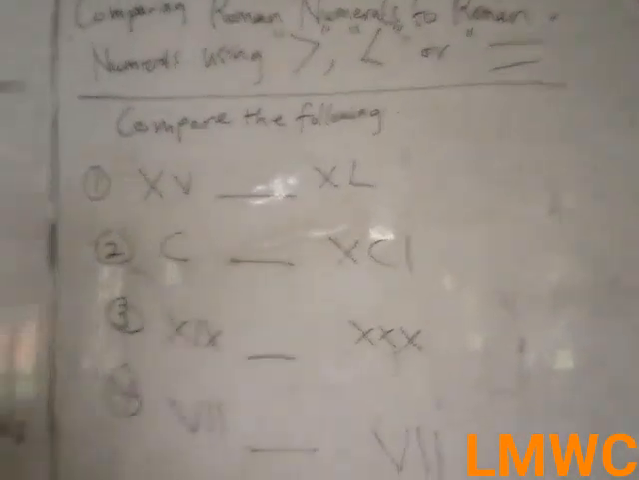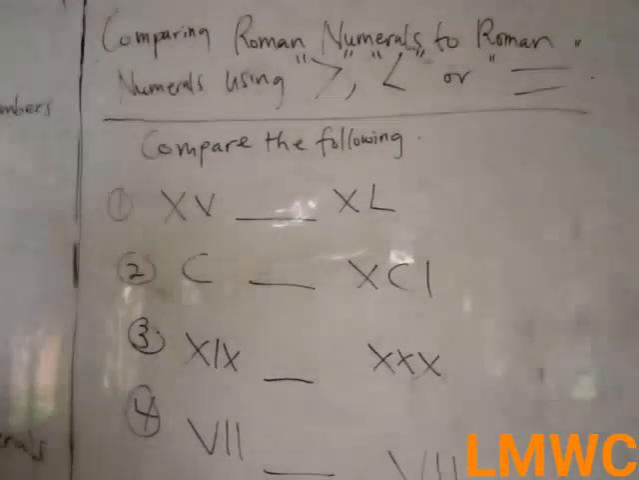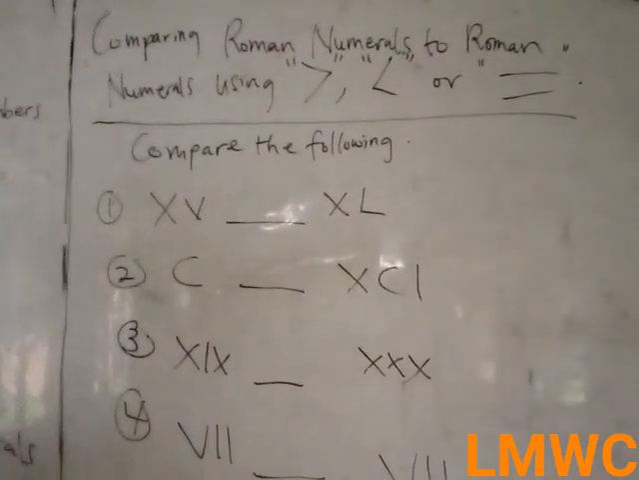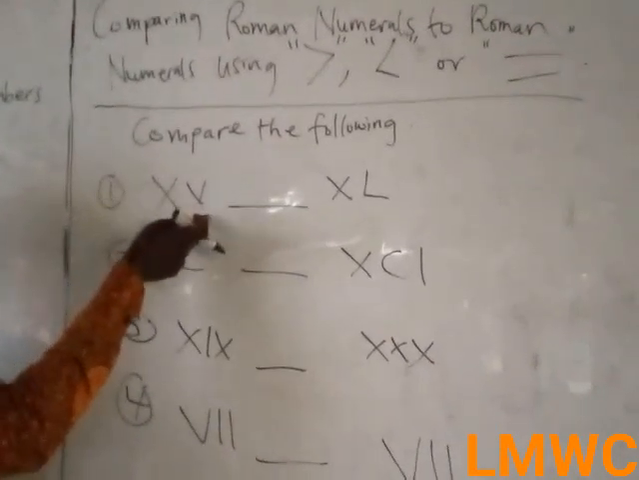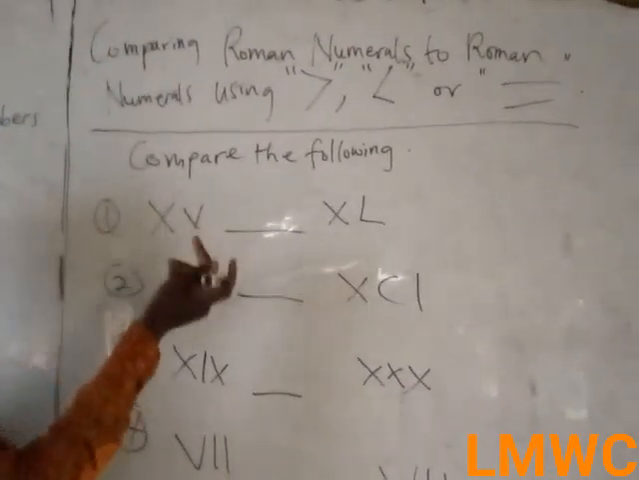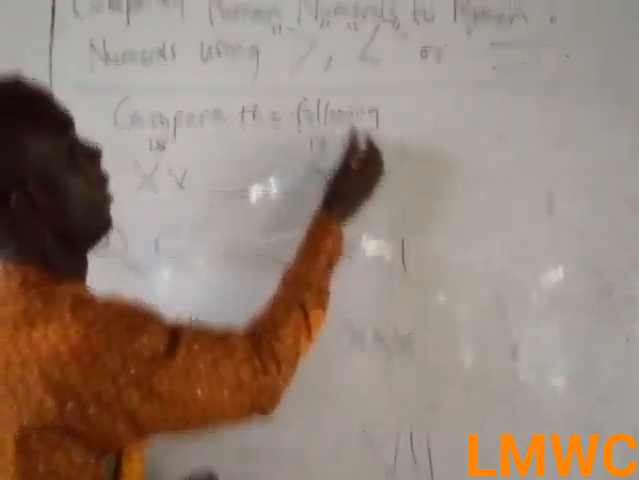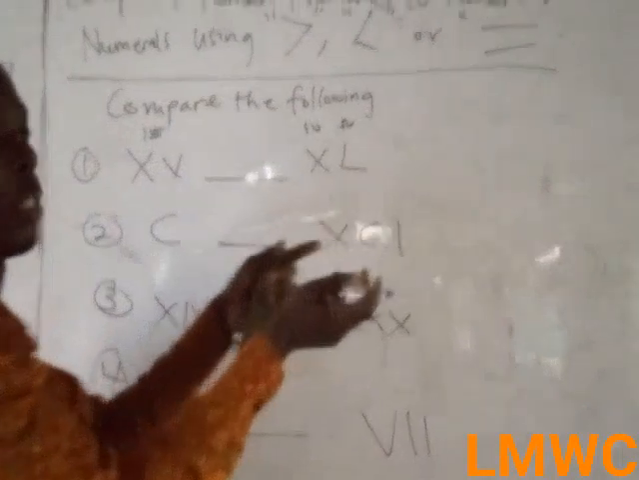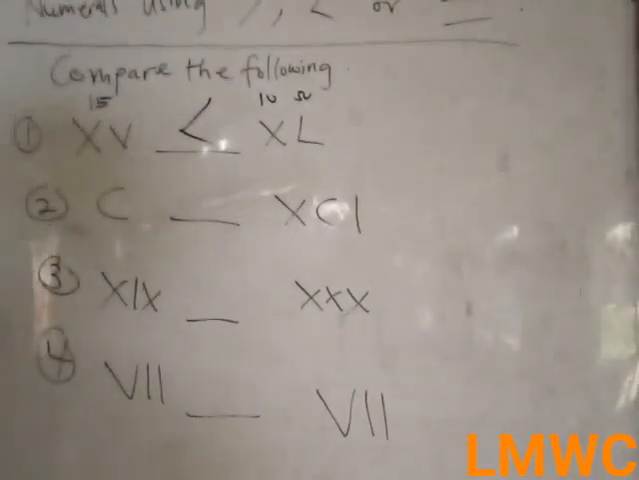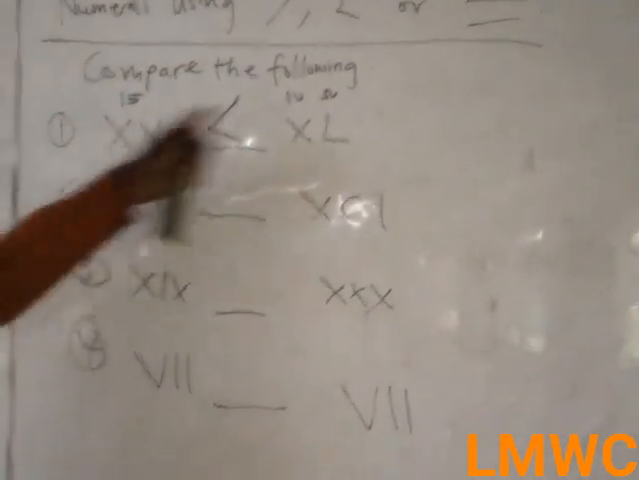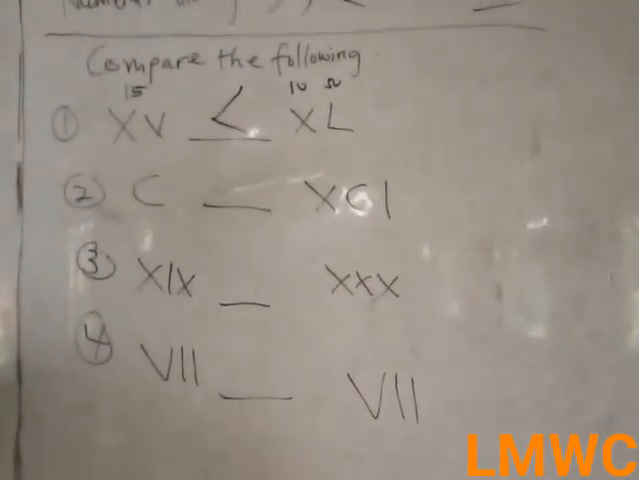Let us move on to the last section under this heading: comparing Roman numerals to Roman numerals using greater than, less than, or equal to. Now compare the following. This is X, this is V. 10 plus 5 is what? 15. You know here is 15. This is 10. This is 50. 50 minus 10 is 40. We are having 15 here, we are having 40 here. So 15 is less than 40. You should know how to convert these numbers.